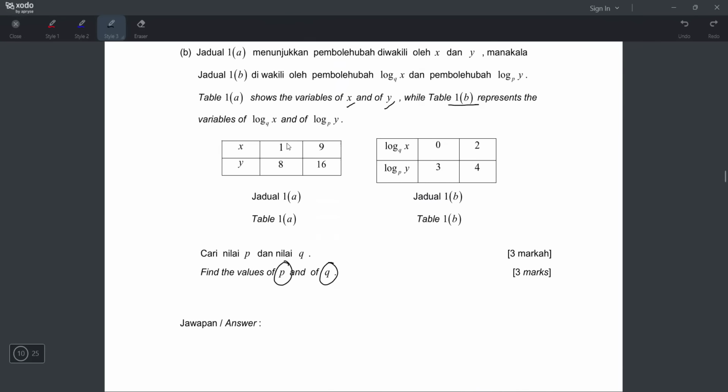Okay, so obviously this point is 1, 8. This point is 9, 16, if you write in coordinate form. And if we assume this is the new x-axis, then this will be 0, 3. This will be 2, 4. We can assume that these are the corresponding points. This one and this one are corresponding points, and this one and this one are corresponding points. That means we can find p and q by using this information, right?